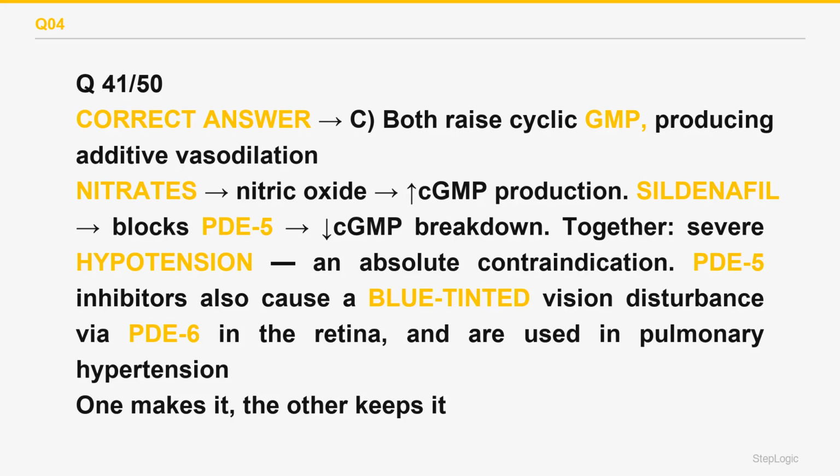The retinal effect is a neat illustration of selectivity being imperfect and appears in questions as an odd visual complaint. PDE6 in retinal photoreceptors is structurally similar to PDE5, so partial inhibition produces a transient blue-tinted visual disturbance. Note also the second indication for this class. Sildenafil and tadalafil are used in pulmonary arterial hypertension, exploiting the same pulmonary vasodilation. If you see a nitrate with a PDE5 inhibitor, expect additive vasodilation and refuse the combination.